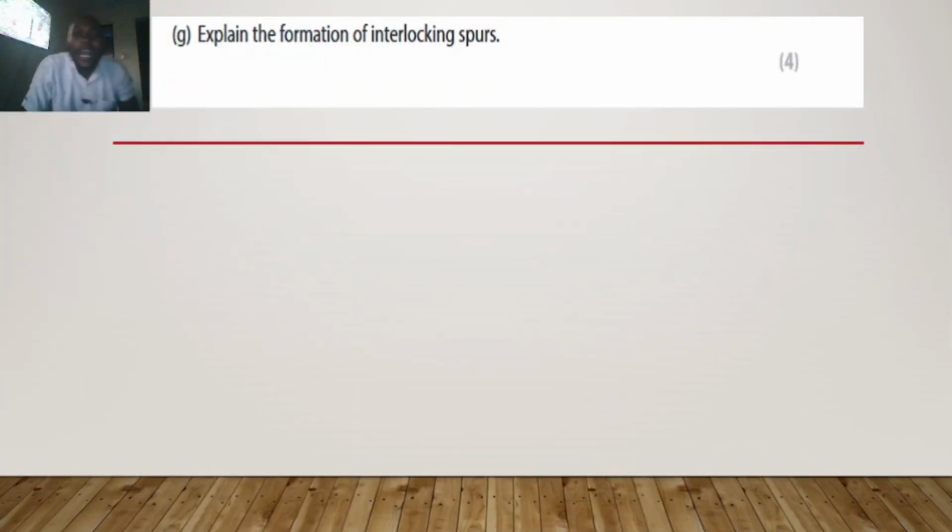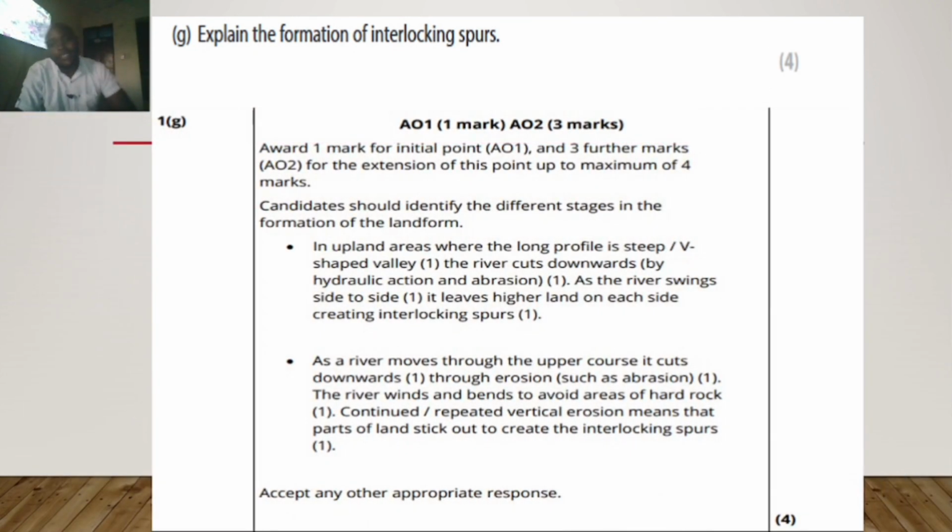All right. And then explain the formation of interlocking spurs. I think I explained these there. So interlocking spurs, when a river is going through obstacles like hills and valleys, it's going to carve those sides where it's going through into ridges, that is called interlocking spurs. So in upland areas where the long profile is steep or V-shaped valley, the river cuts downwards by hydraulic action and abrasion. So the river swings side to side. It leaves higher land on each side, creating interlocking spurs.